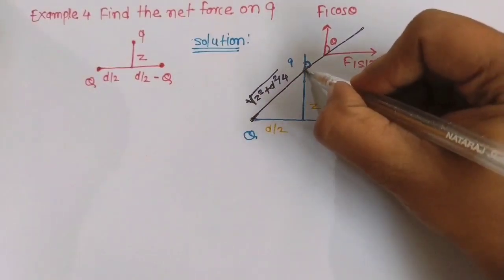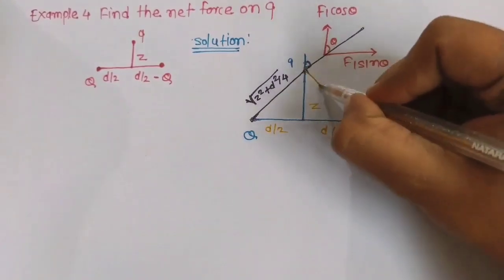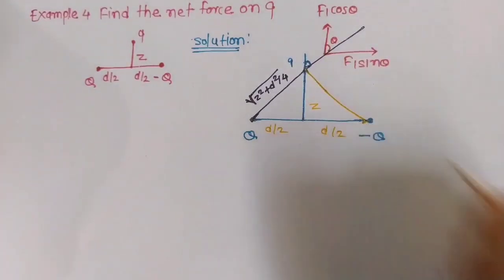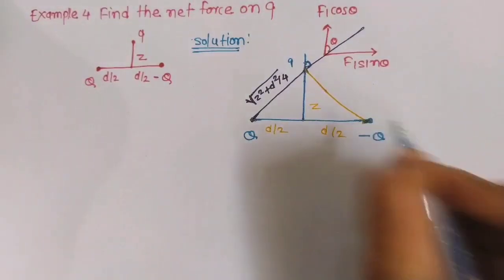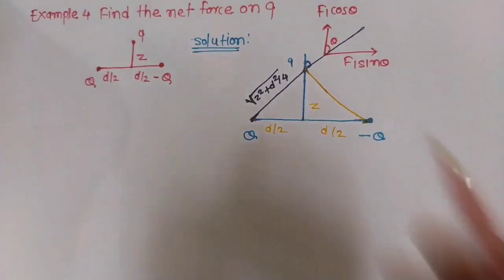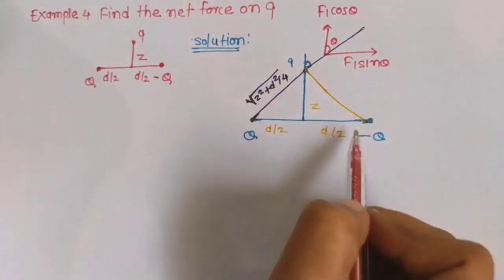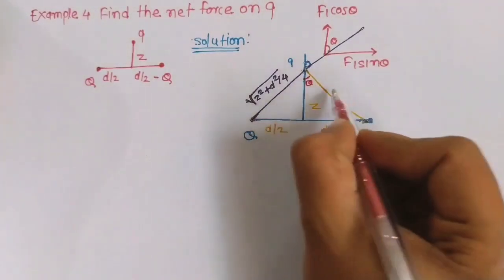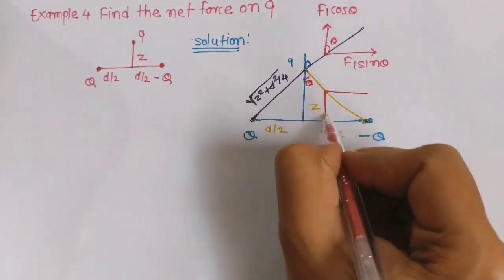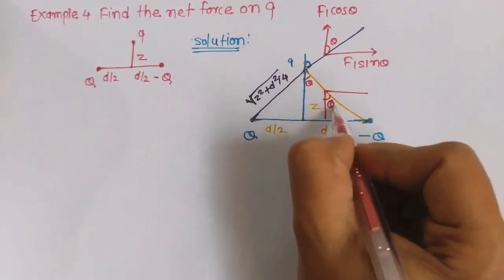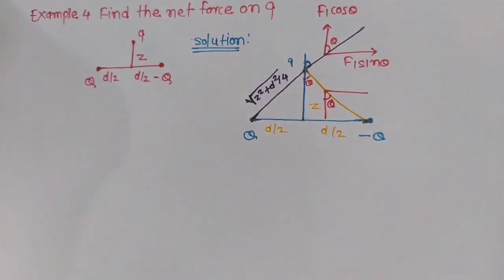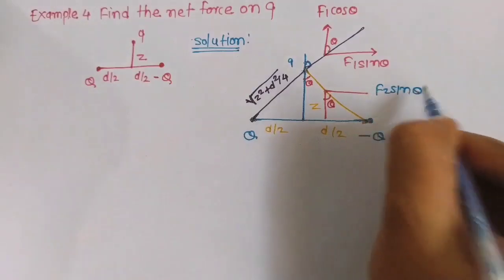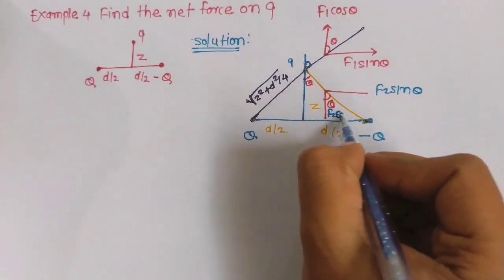So we have to find the force on the charge q due to this minus q charge. Both charges are opposite, that's why they attract each other, and the direction is towards the charge. This is an angle theta, therefore this angle is theta. This is F2 sin theta and this is F2 cos theta.